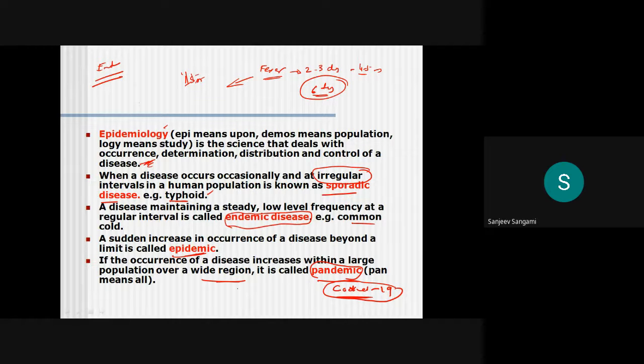So epidemic means the sudden increase in the occurrence of the disease beyond a limit. That we can call an epidemic. And the pandemic is the disease which increases within a large population over a wide region.